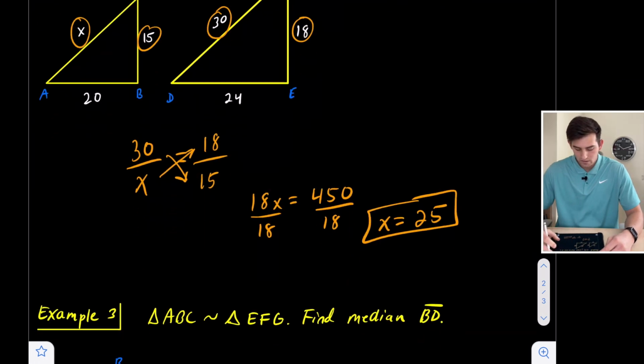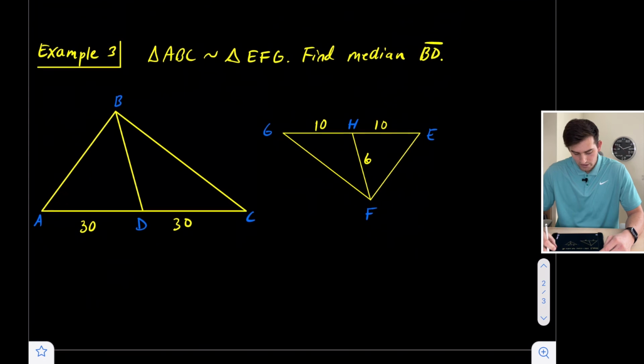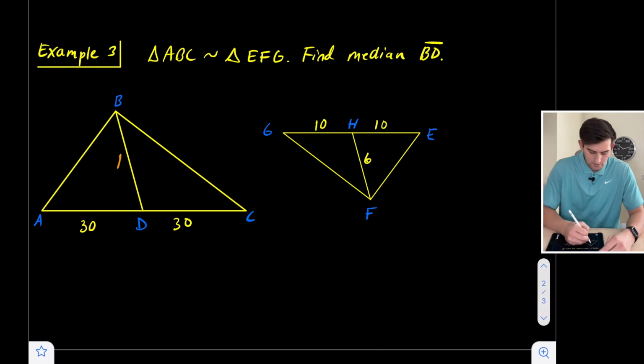All right, last example. Remember in triangles, we have special line segments that form points of concurrency within the triangle. One of those is the median of the triangle. The median is the segment that goes from a vertex to the opposite midpoint. Let's take a look at this example. We want to find that segment right there, median BD.